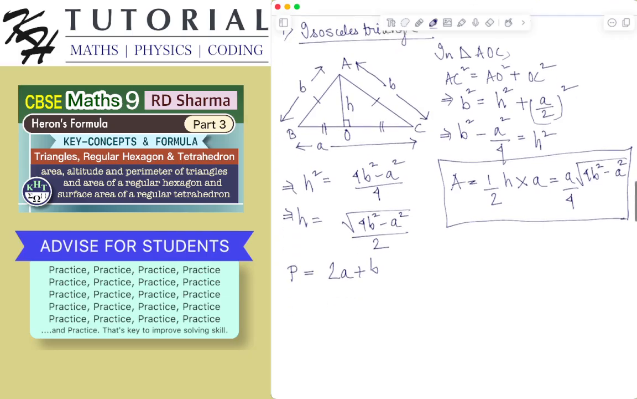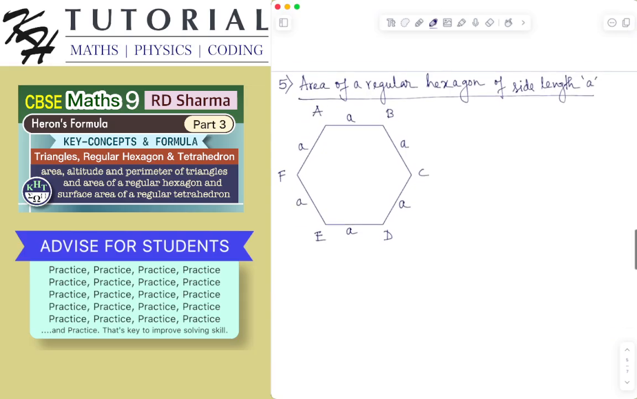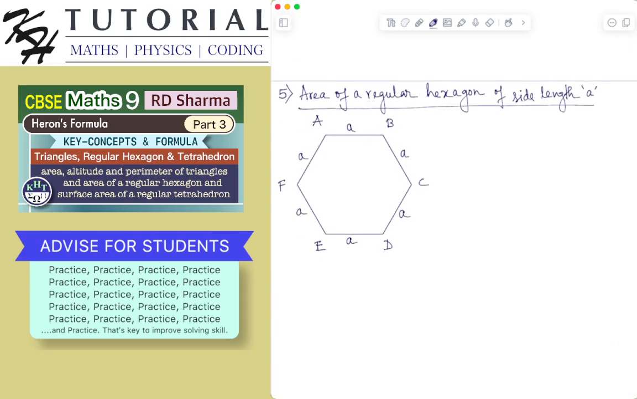Let's see. Now, finally, I will discuss how to find the area of a regular hexagon where the length of each side is a. What will be its area? This is based on basically the area of an equilateral triangle. Now you see this is a regular hexagon. Hexagon means a polygon of six sides, and regular means all the sides are of equal length.